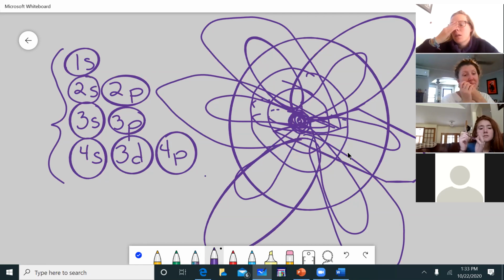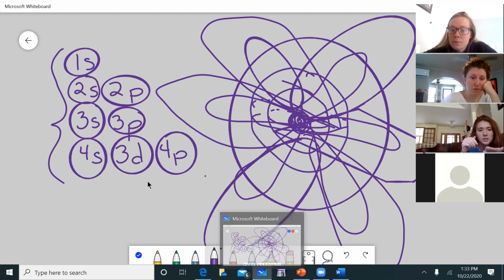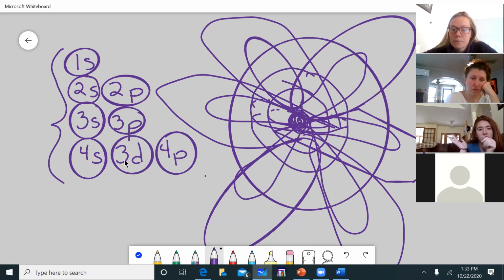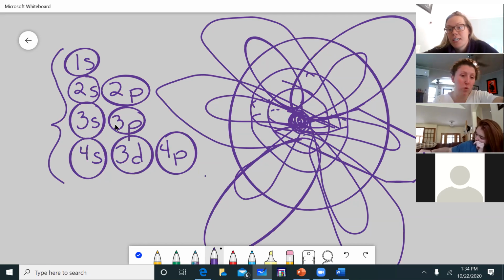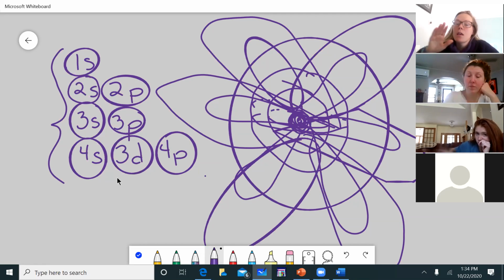That's just their shape. So since you stuck the d in between the s and the p, where would the f go in that order? F, we're not at f yet because f doesn't come around until later. Okay. So it's something that has the 3d filled. Would it have everything underneath that filled before? Yes. So we're piggybacking off of the previous atom.